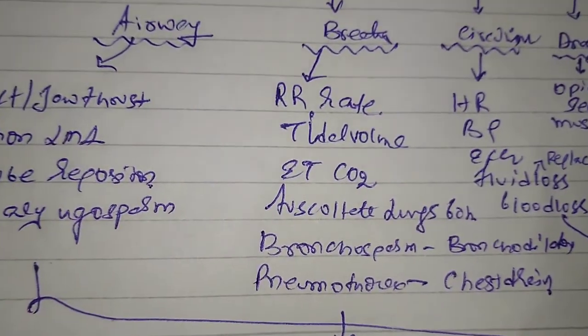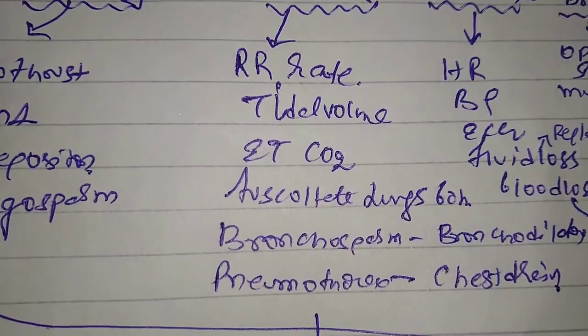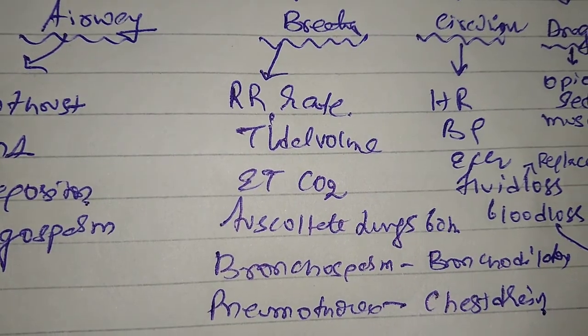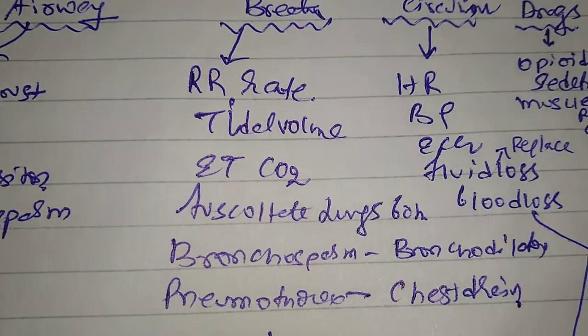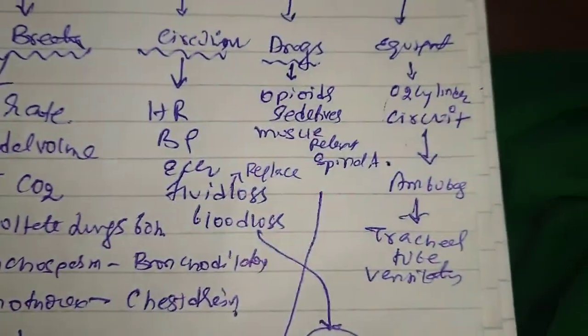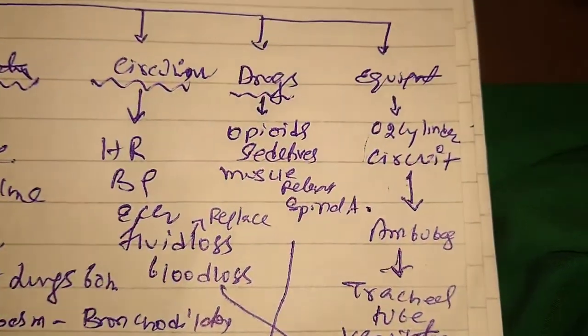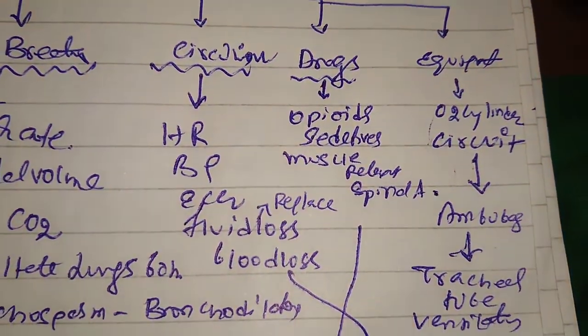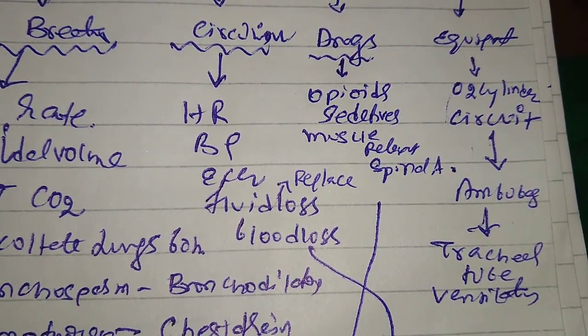And if it is a breathing problem, see whether the tidal volumes are set in the right manner on the ventilator or not. If the respiratory rate is decreasing, auscultate both lungs. If it is bronchospasm, treat with bronchodilators, and for pneumothorax, a chest drain may be placed. And then drugs: opioids, sedatives, we can decrease the dose. Equipment: if there is an oxygen cylinder or oxygen problem, then we have to transition to the ambu bag.